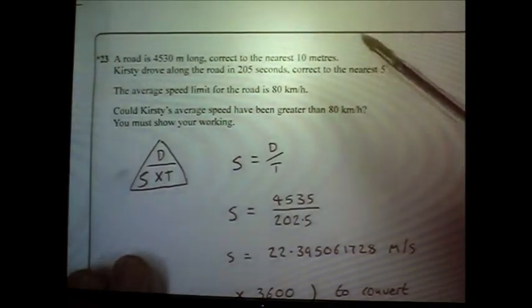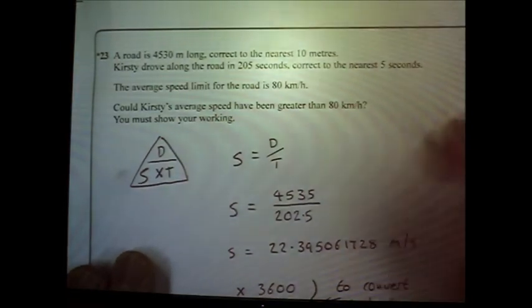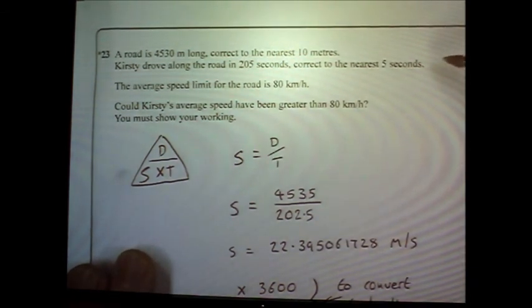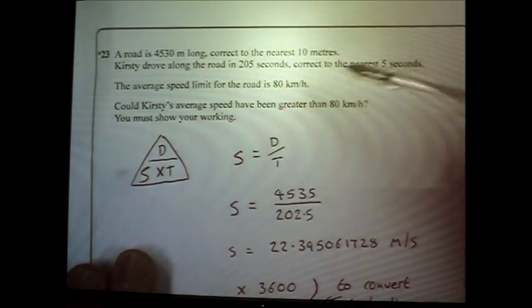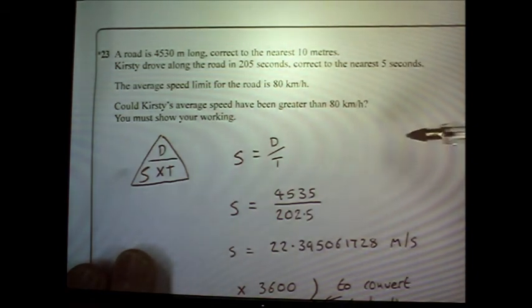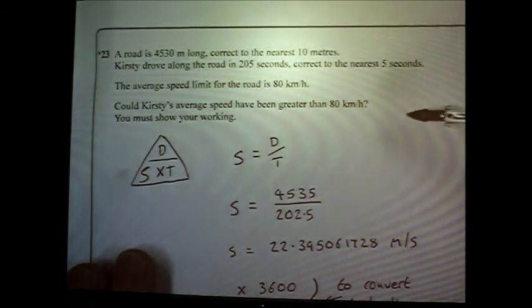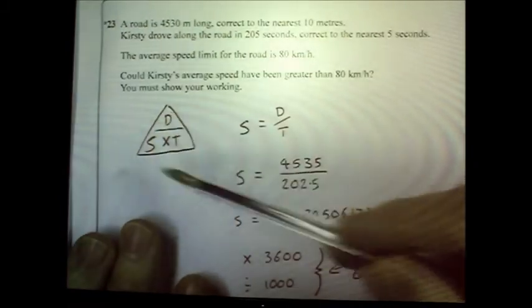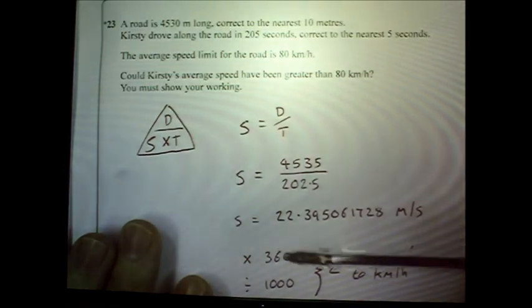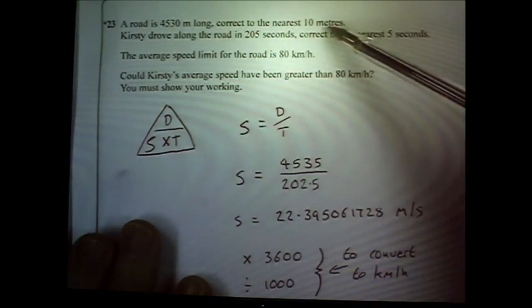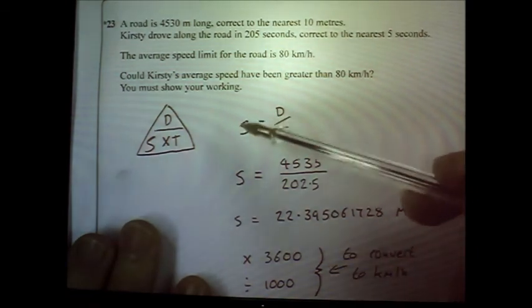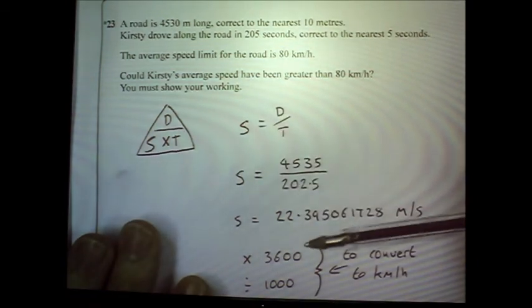A road is 4,530 metres long, correct to the nearest 10 metres. Kirsty drove along the road in 205 seconds, correct to the nearest 5 seconds. The average speed is 80 kilometres an hour. Could Kirsty's average speed have been greater than 80 kilometres an hour? Okay, well, you're talking about speed, distances and time, so you need your speed, distance, time triangle. Also, because they're talking about to the nearest 10 metres and to the nearest 5 seconds, it's a bounds question as well. So this is bounds combined with speed, distance and time.